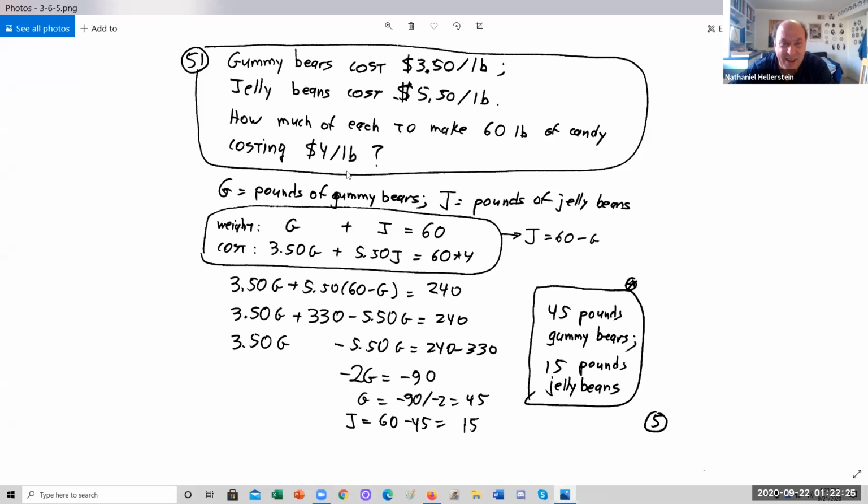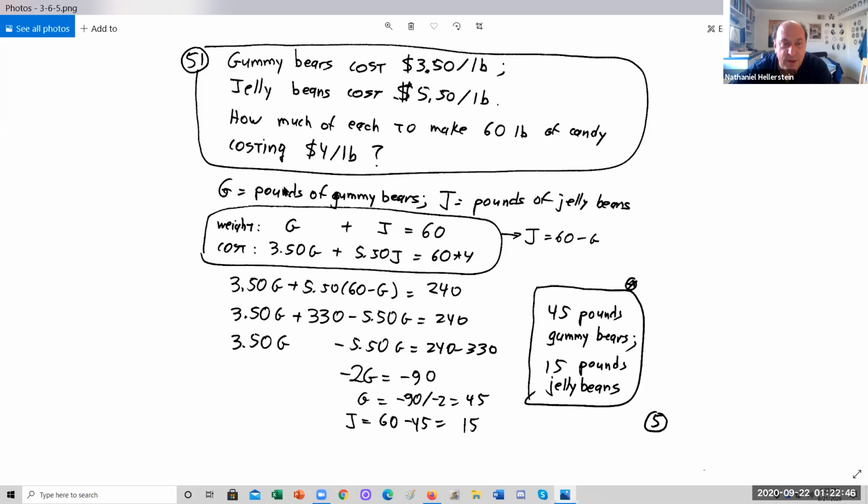Never mind. So with 2 variables, we need 2 equations. Fortunately, we can make an equation involving weight and an equation involving cost. G pounds of gummy bears and J pounds of jelly beans make a total of 60 pounds. G plus J equals 60.